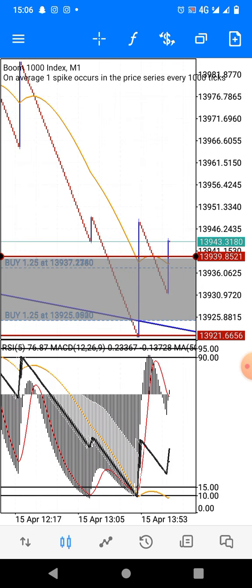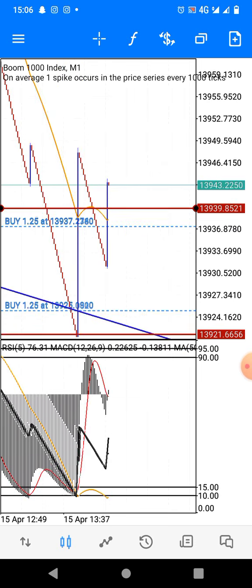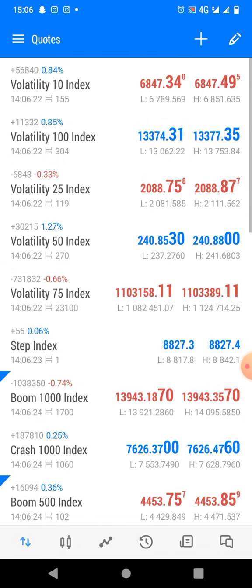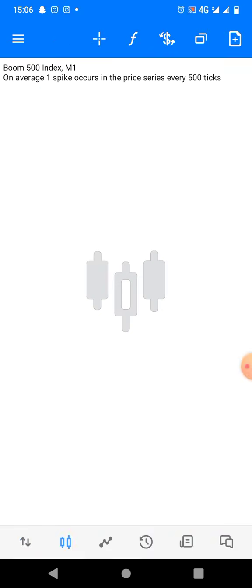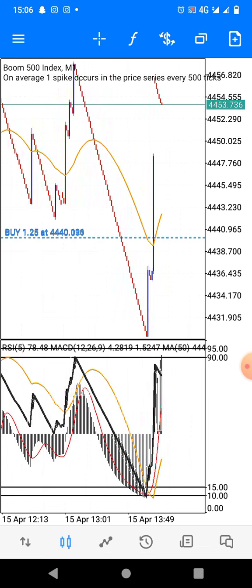You see another spike again. See another spike, and it's going to keep spiking. This is going to be a swing one. So now let me show you the Boom 500 trade and the reason why I took that Boom 500. Okay, so this is the Boom 500.